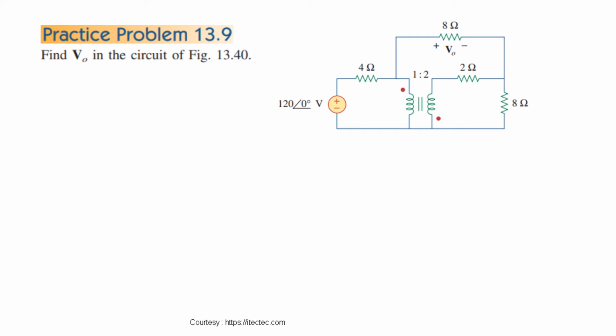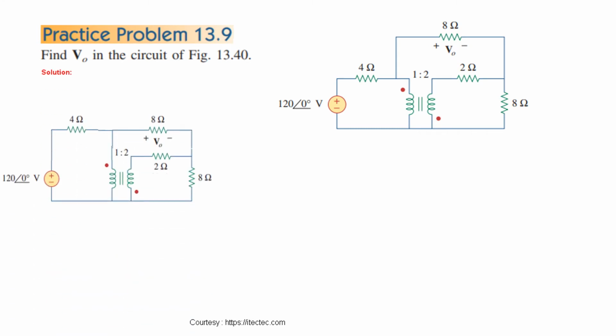I'll redraw the circuit into a more familiar shape for nodal analysis. I have brought it down a little bit, and this one also. So this is the redrawn circuit. Now you can see this is one node, very clearly visible, and this is the second node. We'll name them A and B.